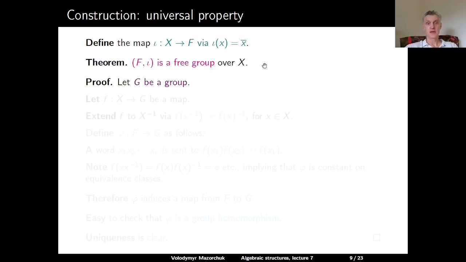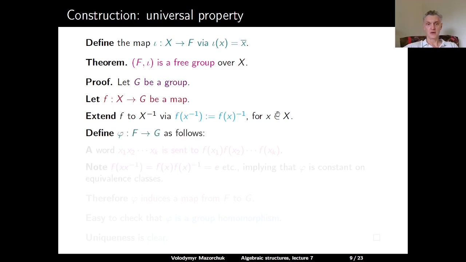Proof. Let G be a group, and let f be some map from X to G. We can extend the map f to X inverse by defining f of x inverse to be equal to f of x, inverse, for any x in X. Now let us define phi from F to G as follows. If we have a word x1, x2, up to xk, we send it to the product of f of x1, f of x2, and so on, f of xk.